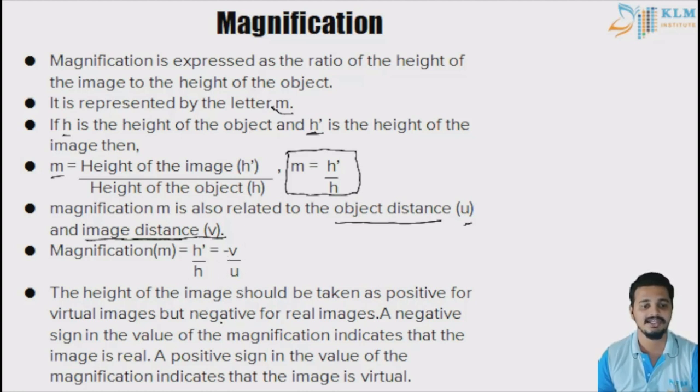The height of the image should be taken as positive for virtual images, but negative for real images. Why? Because of the sign convention. A negative sign in the value of the magnification indicates the image is real. Why is sign convention important? Because you will get to know if the image is real or virtual.